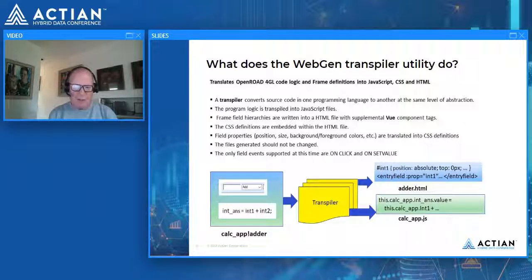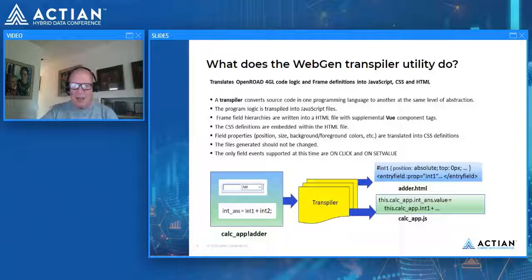On the left here, we have something called calc_app!adder. Calc_app is the name of the application. Adder is the name of the frame. So because the frame's name is adder, you'll get an adder.html. There's one HTML per frame. And you get calc_app.js, a single JavaScript file for the entire application. So if your application happens to have one frame and 5 4GL procedures, they'll all be merged into this one JavaScript file.